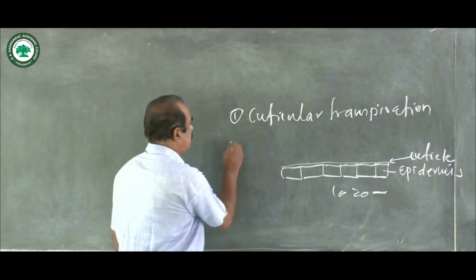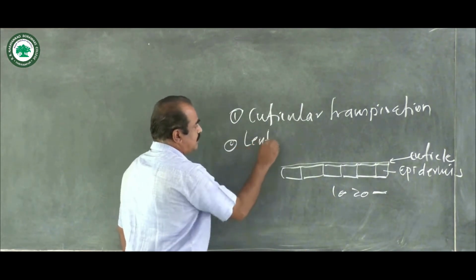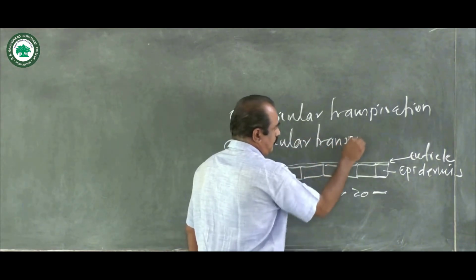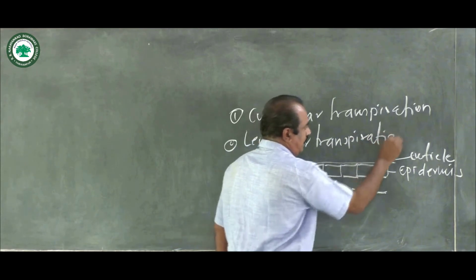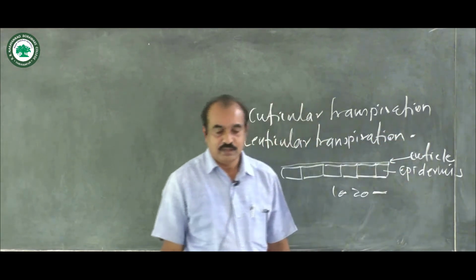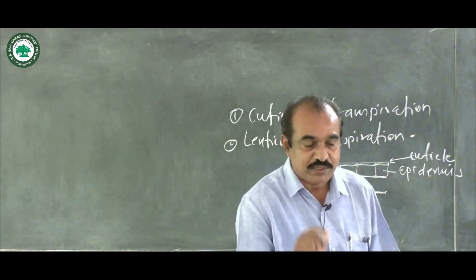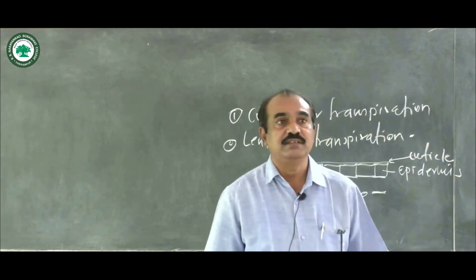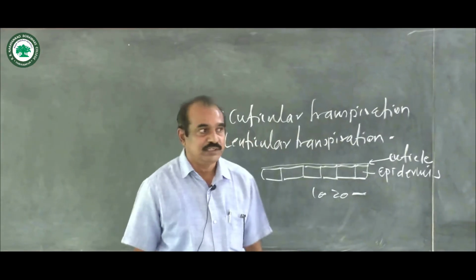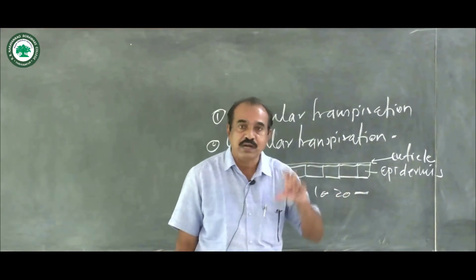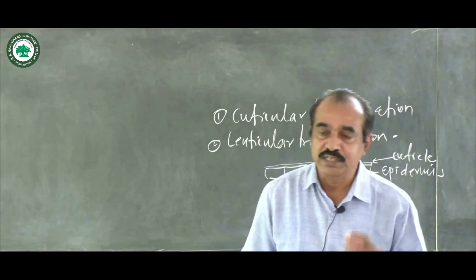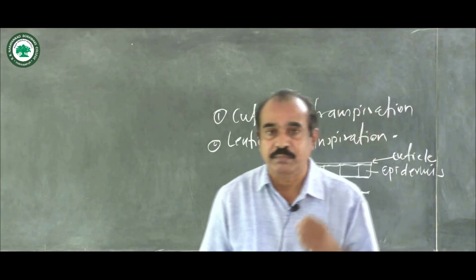Now the second type, that is the lenticular transpiration. It is the transpiration which takes place in the form of water vapor through minute pores called lenticels, and it is called lenticular transpiration. Generally lenticels are developed in the bark of woody plants or also in the rind of fruits. So these are minute openings developed in the bark.